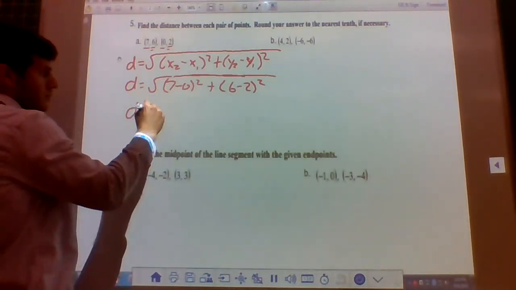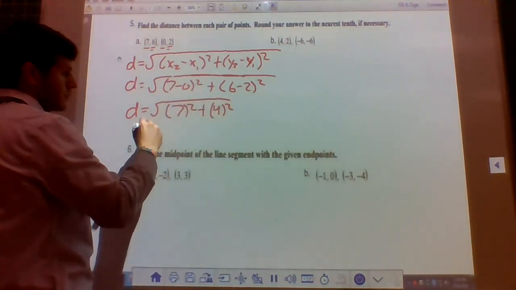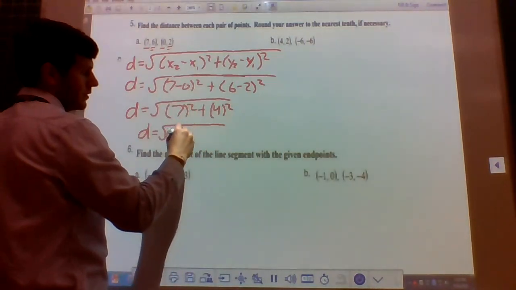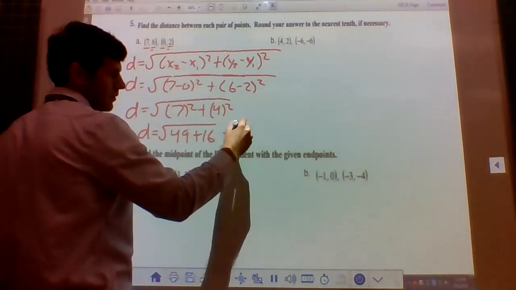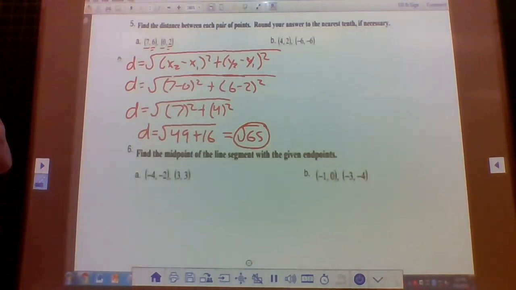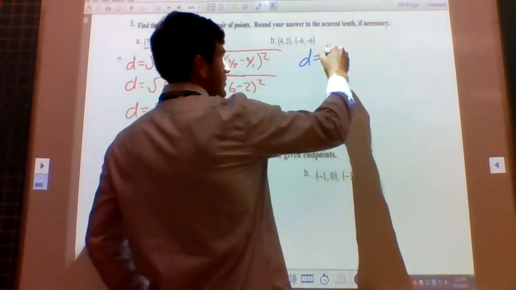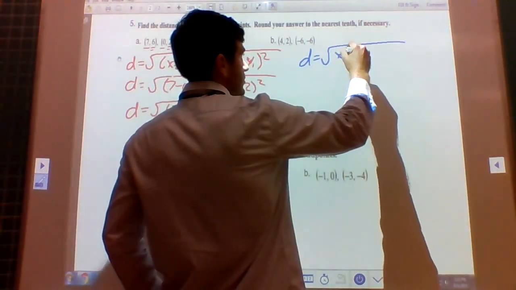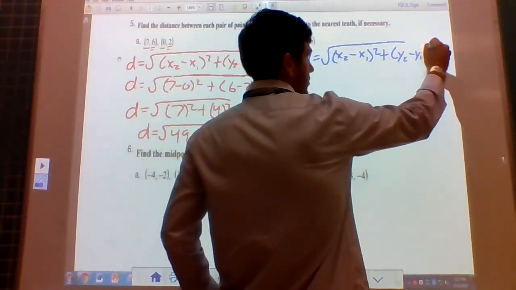So our distance here is going to be 7 squared plus 4 squared. So that's going to be 49 plus 16, which is going to be 65, square root of 65, which should be about 8.1 or 8.0. B, same thing, we want to use the distance formula here. So distance is going to be the square root of x2 minus x1, right? The change in x squared plus the change in y squared, so y2 minus y1 squared.